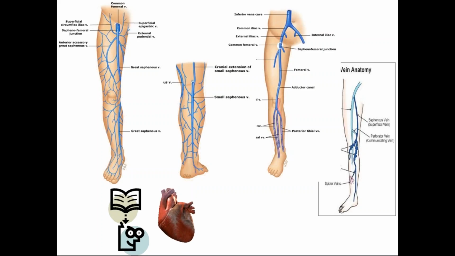Second, tell me, which is bigger, the greater saphenous or the lesser saphenous? The greater saphenous, correct? Great. On what side is it going to be? Well, it's going to be on the side of the widest bone and the big toe. So it's medial. So the greater saphenous vein is medial, and the tibia is medial.